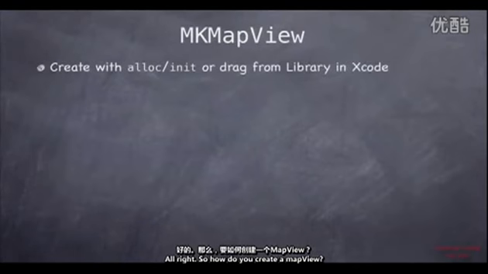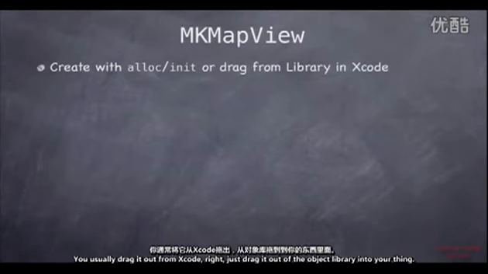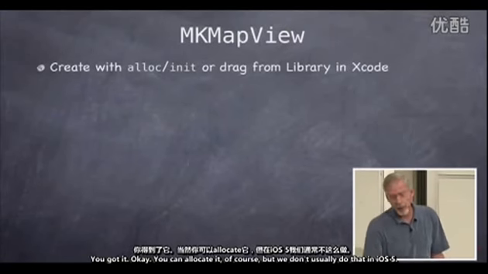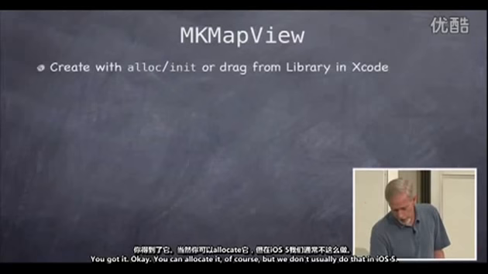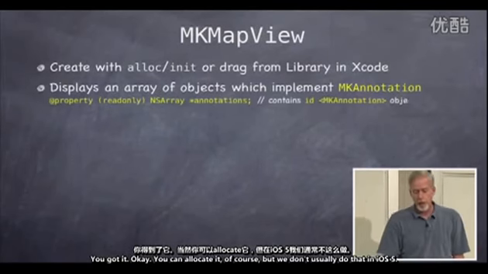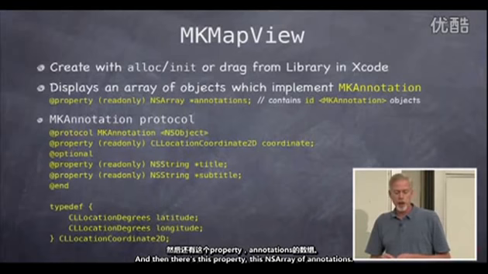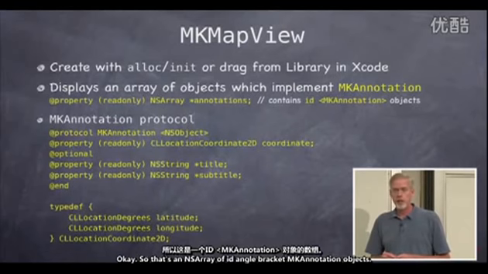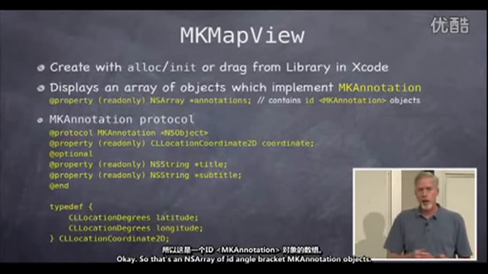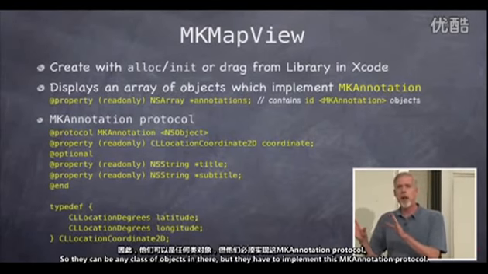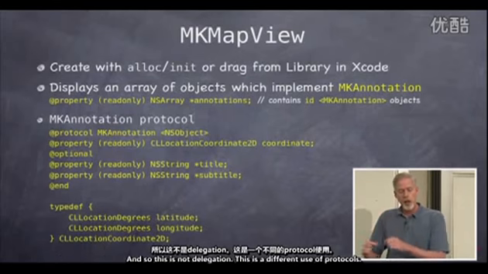So how do you create a map view? You usually drag it out from Xcode, right? Just drag it out of the object library into your view. Boop, you got it. You can alloc and init it, of course, but we don't usually do that in iOS 5. And then there's this property, this NSArray of annotations. That's an NSArray of id<MKAnnotation> objects. So they could be any class of object in there, but they have to implement this MKAnnotation protocol. And so this is not delegation.